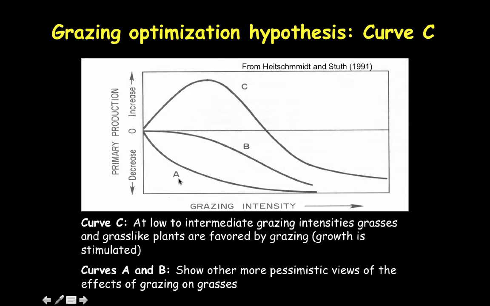Curves A and B are a little more pessimistic in the fact that if you graze even at low intensities, you're going to decrease the plant's productivity. And we have to be careful with those type of scenarios if we have large populations of very finicky plants or plants that really shouldn't have been established in a certain area.